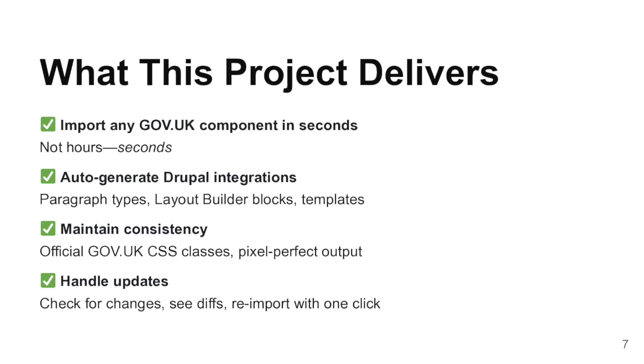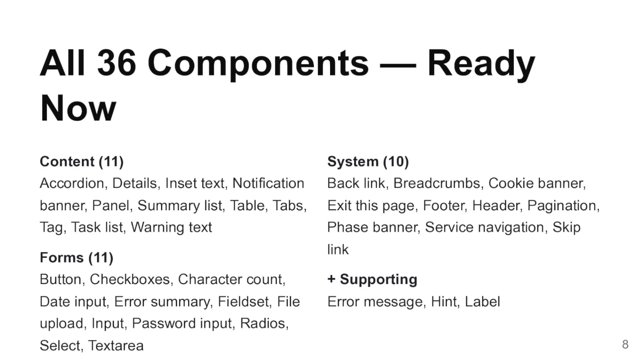It handles updates. When gov.uk releases a new version, you can check for updates, see what changed, and re-import with one click. Drush commands for automation, validation tools, customization protection. All 36 components, ready to use, right now.